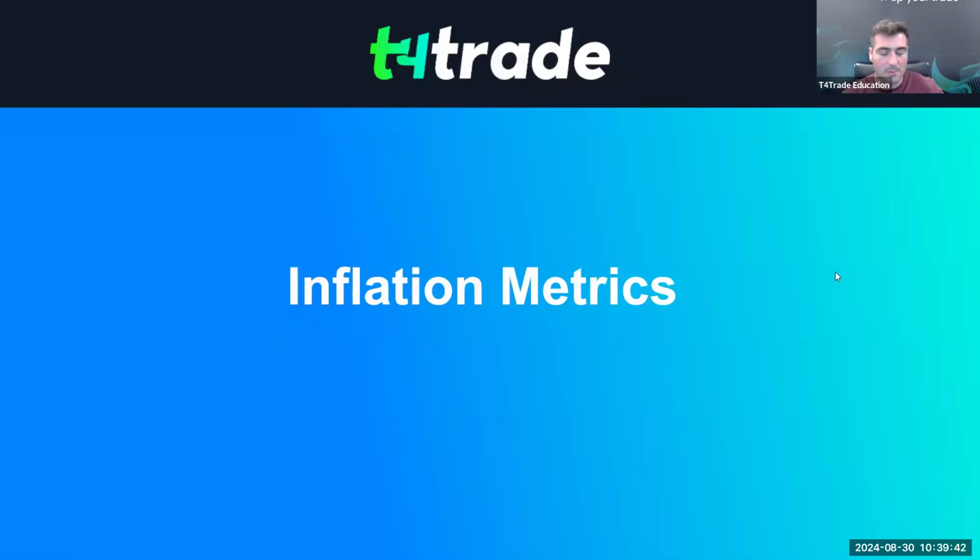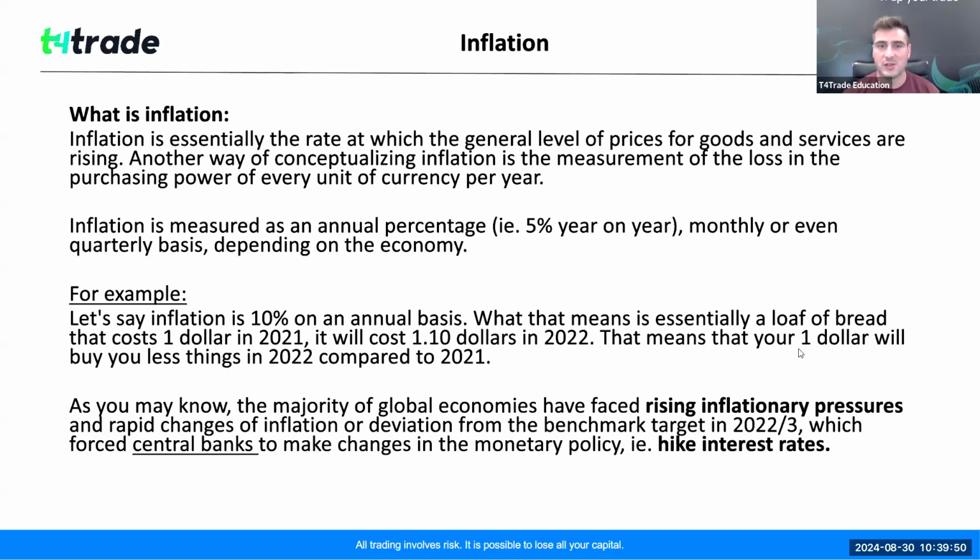So enough about growth and output. Let's move on to the next category, which is inflation. Inflation. We have been hearing about this over the past 2 years now. What is inflation? It is essentially the rate at which the general level of prices for goods and services are rising. Okay, the stuff you buy at supermarkets or online or whatever that is tends to increase over time. This is inflation. Another way of conceptualizing it is the measurement of the loss in the purchasing power of every unit of currency that you have.